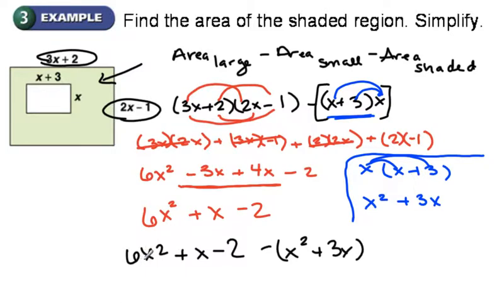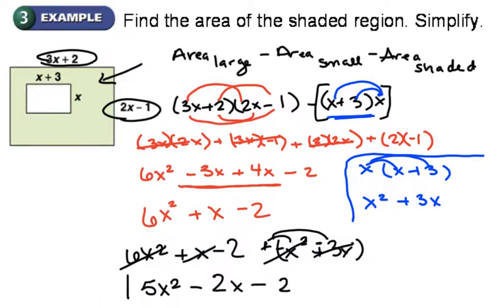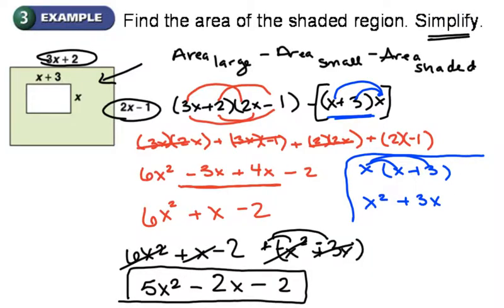All right, so we have 6x squared plus x minus 2, minus x squared plus 3x. We can distribute that negative, right? This becomes negative x squared, negative 3x. We change it to a positive, adding the negative, adding the opposite. 6x squared minus x squared is going to be 5x squared. So those are done. X minus 3x is negative 2x. Those are done. And then minus 2. So there you go. There is the area of your shaded region. And this is in simplest form, so you are good. Good stuff, right? All right, let's go ahead and do the last example.